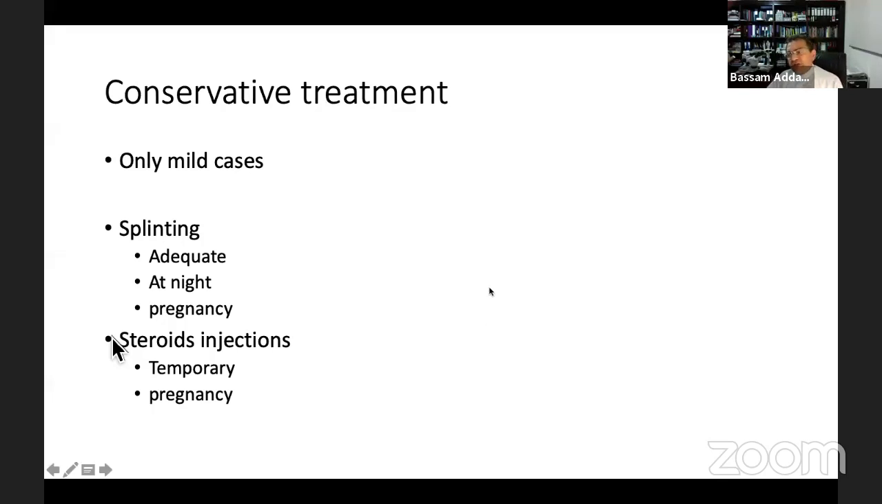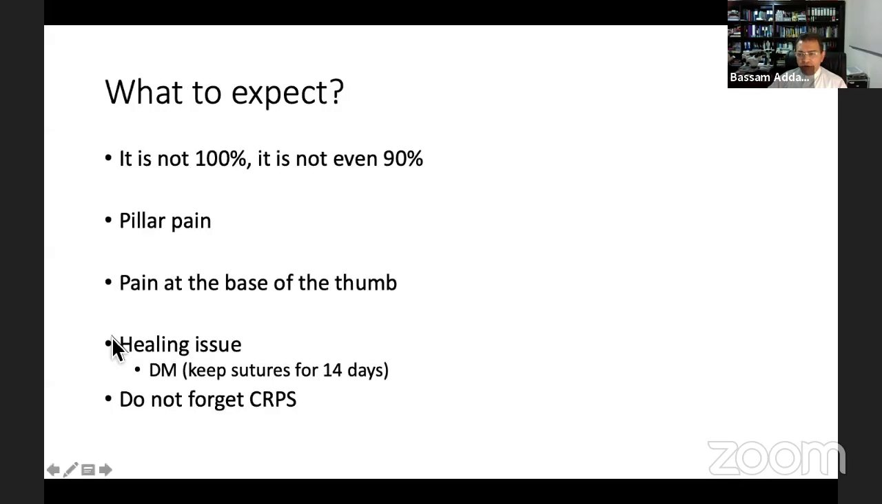Conservative treatment in mild cases will work and may work. In moderate cases, particularly in pregnant patients, it is quite satisfactory, and it will just get them through the pregnancy because we know very well they will get better after delivery.